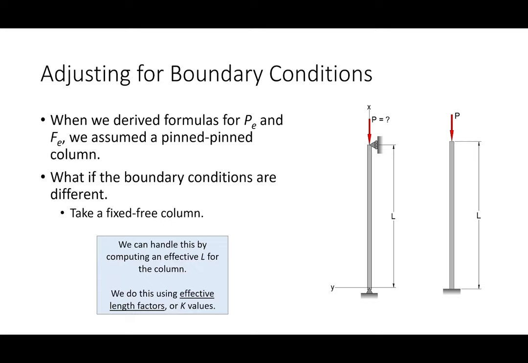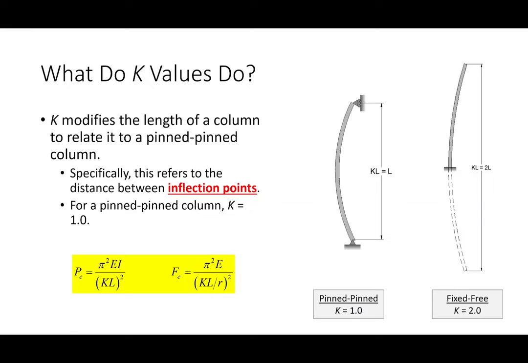The way that we handle that is through what are called effective length factors. Let me explain how an effective length factor works. Let's say we have a column that's fixed free. So it's clamped on the bottom and it's free to move up top, and it buckles like this. What we'll do is take that and shadow that out, extend that out. See how I'm drawing that shape out? If I go from an inflection point to inflection point, this distance is about twice that of this distance.